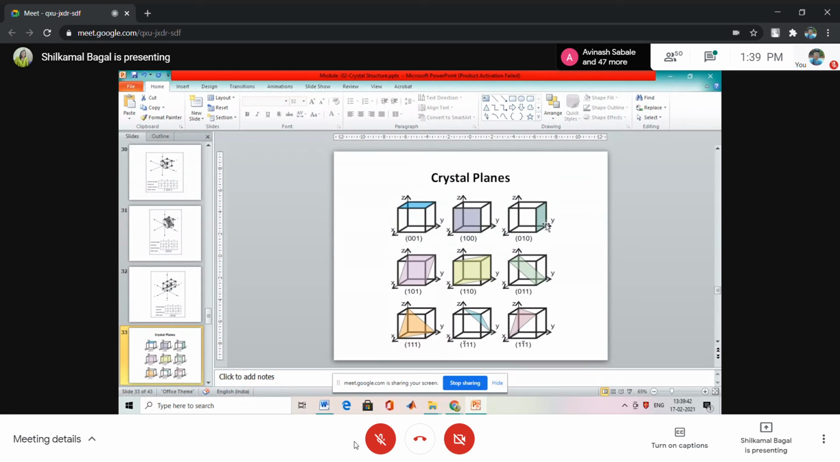Or if the plane is given, then again vice versa. If indices are given, then draw the plane, or if the plane is given, write the indices. Anyway, okay. Similarly, see here now.